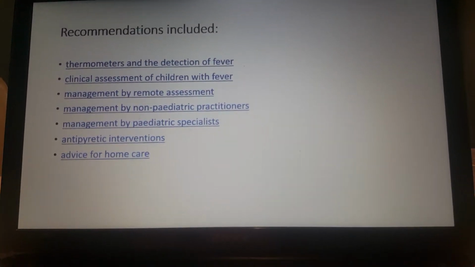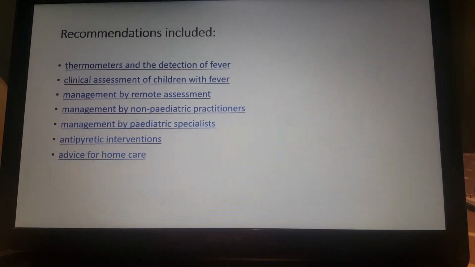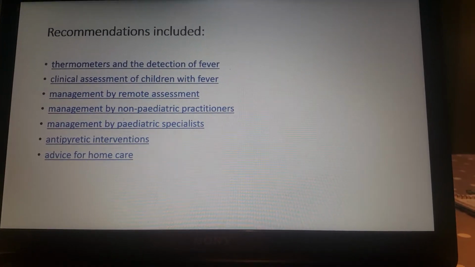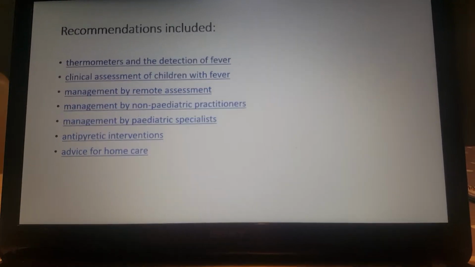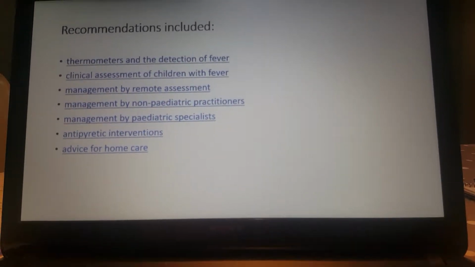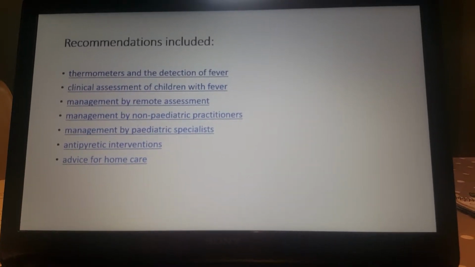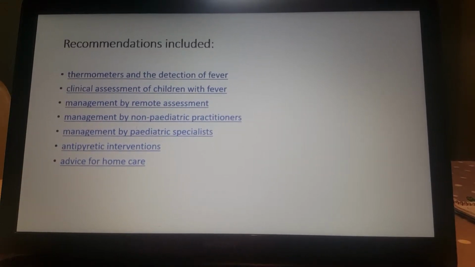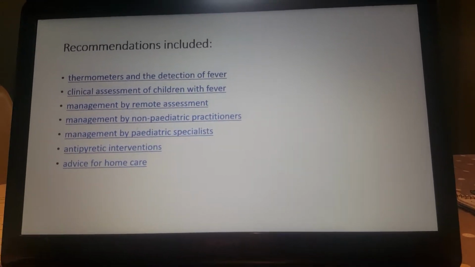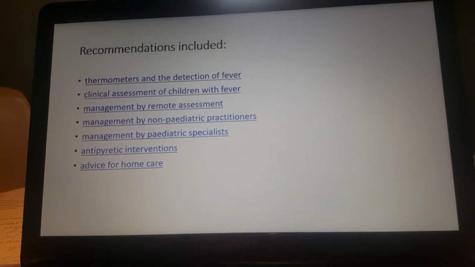So they came up with a number of recommendations on the following topics. Looking at thermometers and fever detection, clinical assessment of the child with fever, management by remote assessment, management by non-paediatric practitioners, management by paediatric specialists, antipyretic interventions, and advice for home care. And we're not going to cover all of this in detail because it's a 310-page document, so it wouldn't be possible in the short space of time we have, but we're going to touch on a few important points.